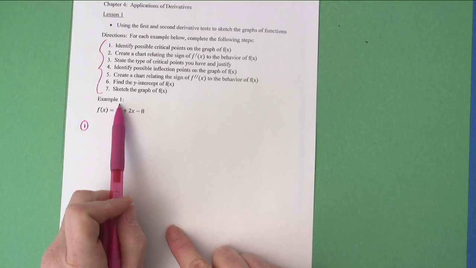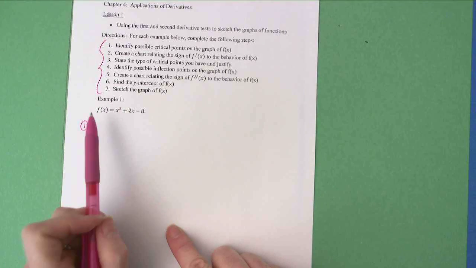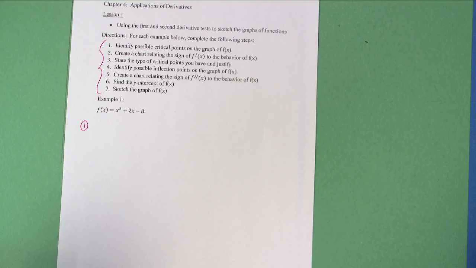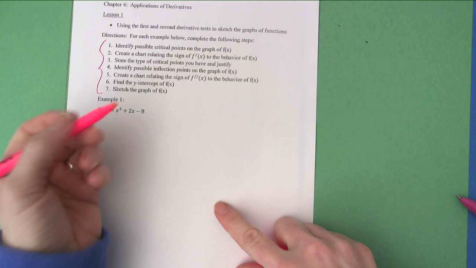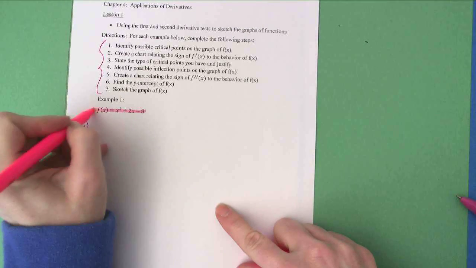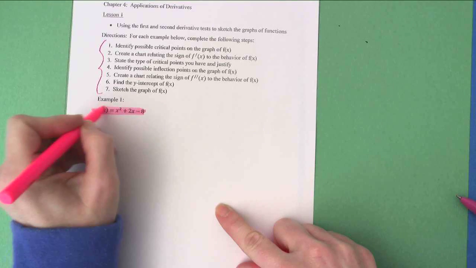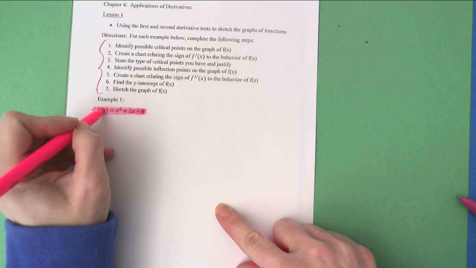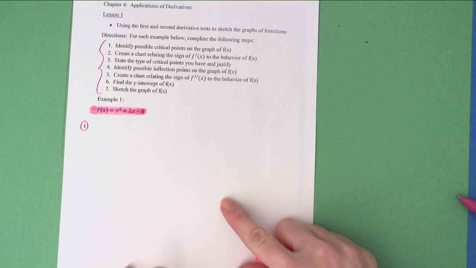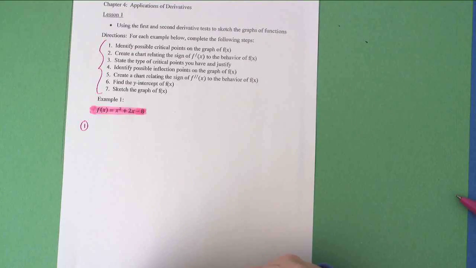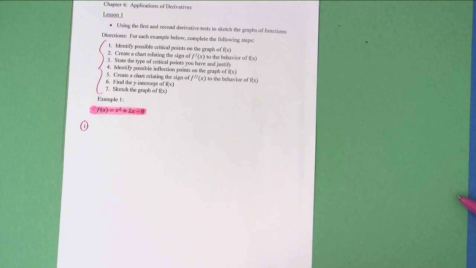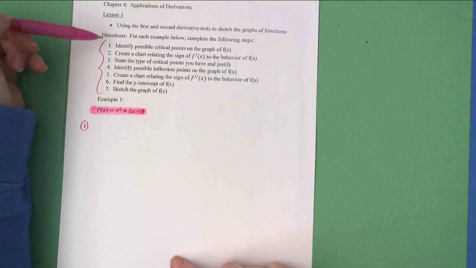So here's example 1. It says we want to graph f of x equals x squared plus 2x minus 8. Now, here's the deal, guys. This is quadratic. You could have graphed this in Algebra 1 or Algebra 2, but we're going to come at it now from a different standpoint, a calculus standpoint. So some of those old graphing techniques, like finding the vertex, we're not going to be doing in the same way you would have done it in those past math courses. So from a calculus standpoint, we're going to go through these 7 steps. So let's take a look at step 1.